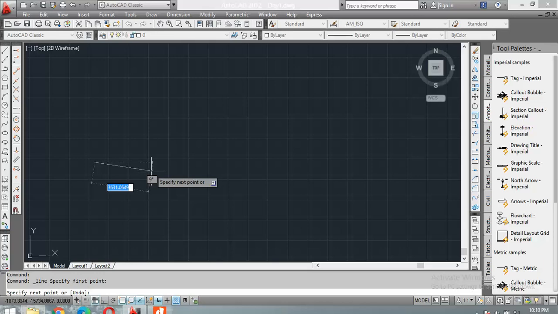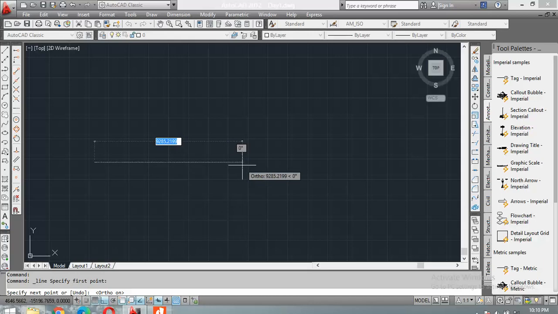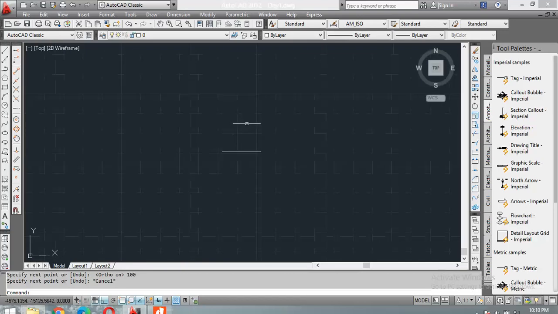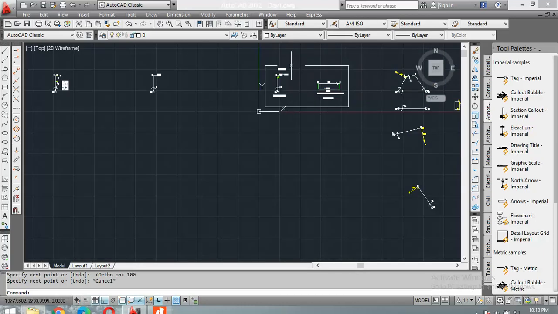Just one minute. 100 mm, which represents link AD. So this line represents link AD. I am giving some nomenclatures.